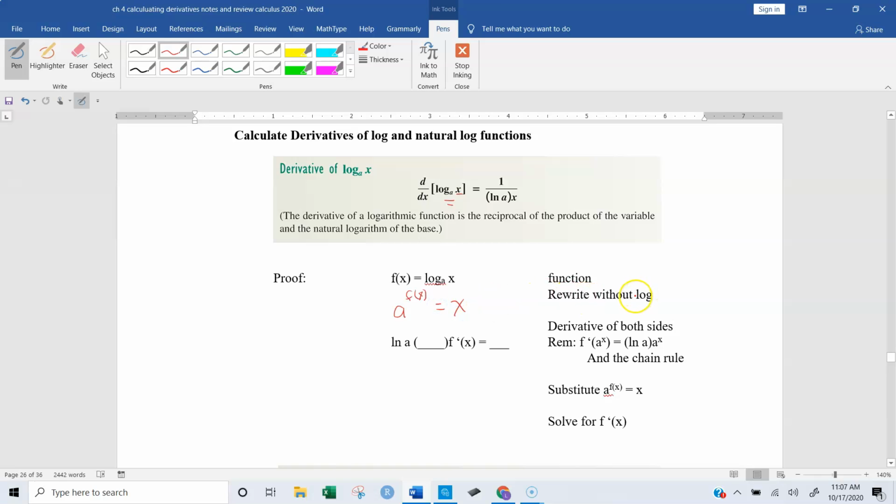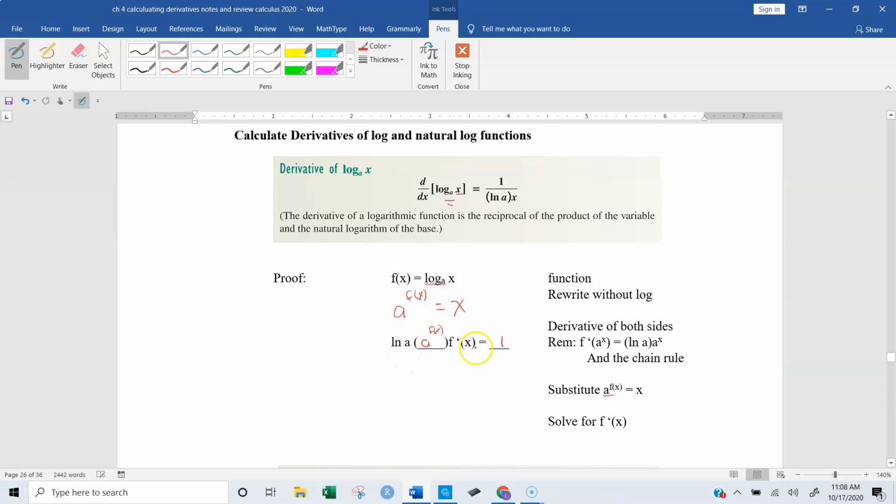So you rewrite without the log. The log is now gone. Now you take the derivative of both sides. You already know the derivative of the base: that's the natural log of a times f of x, or times the original, a to the f of x, times the derivative of the function. Well, this is equal to the derivative of x, which is just 1. Good to this point?